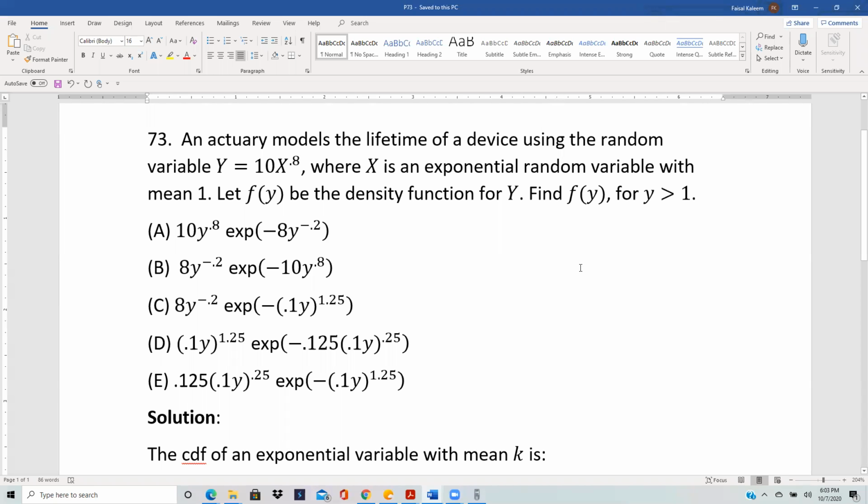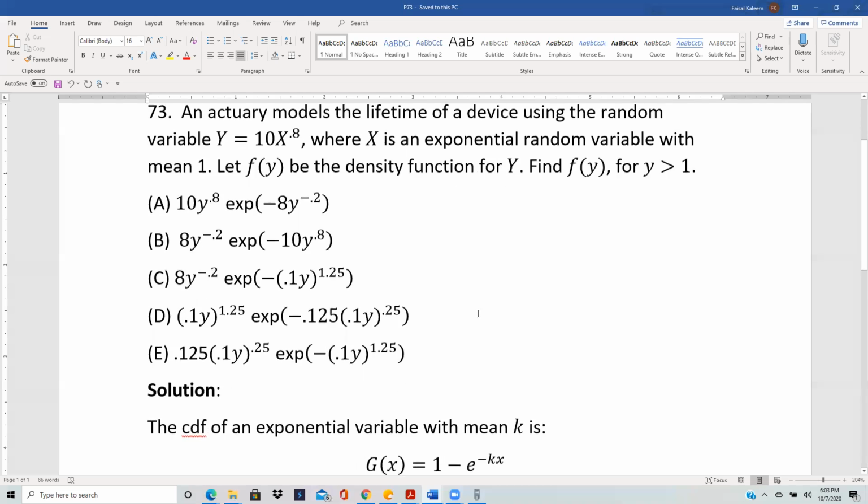An actuary models the lifetime of a device using the random variable Y = 10X^0.8, where X is an exponential variable with mean 1. Let f_Y be the density of the function Y. Find f_Y. So first we need to figure out what the density function for X looks like.